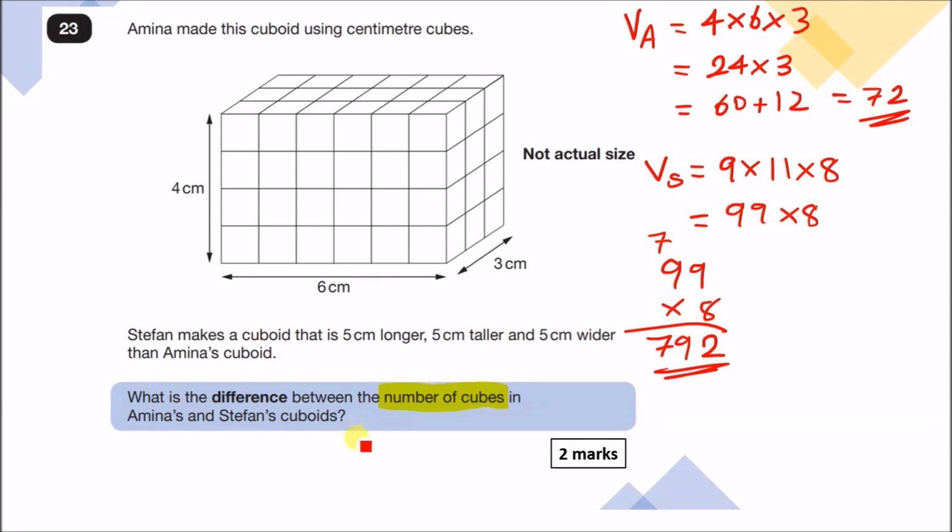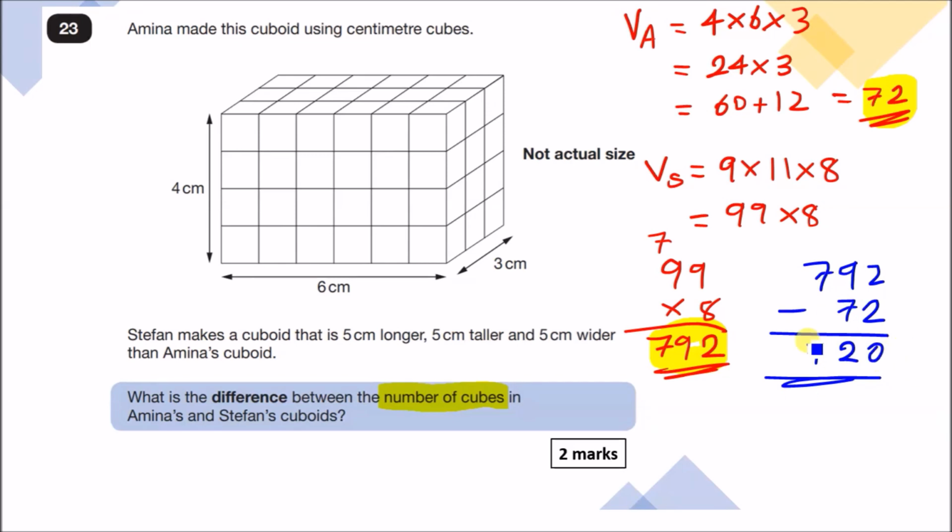So therefore, we want to work out the difference between two of these values, between 72 and 792. So it's going to be, now let me change the color pen, 792 minus 72. So subtracting, okay, this is easy. 2 take away 2 is nothing, 9 take away 7 is 2, 7 take away nothing is 7. And that's it. So I guess the difference is 720.